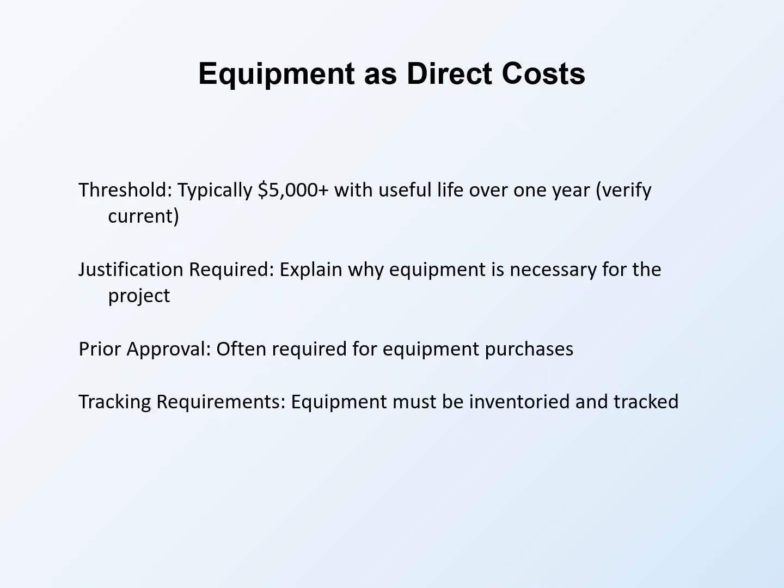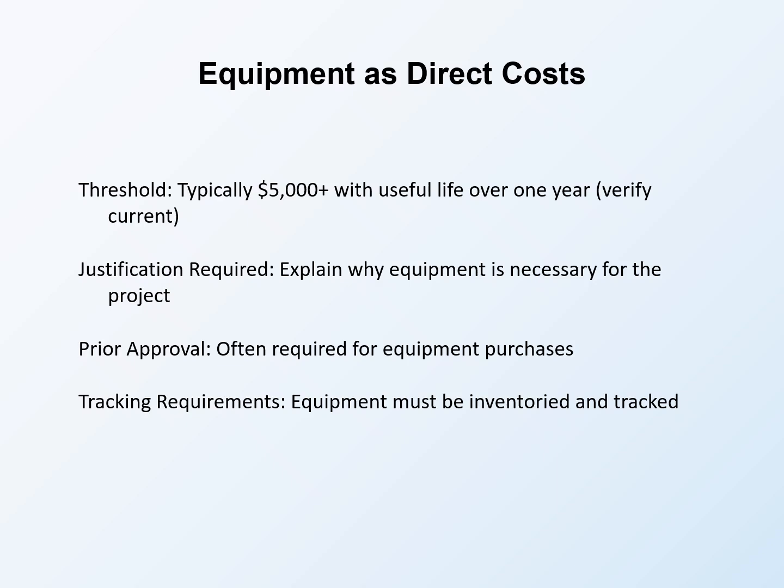Equipment is a special category of direct costs with specific requirements for justification, approval, and tracking. Understanding these requirements helps you handle equipment purchases properly. The equipment threshold, as of November 2025, is typically $5,000 per unit, with a useful life of more than 1 year. Items meeting both criteria are classified as equipment.